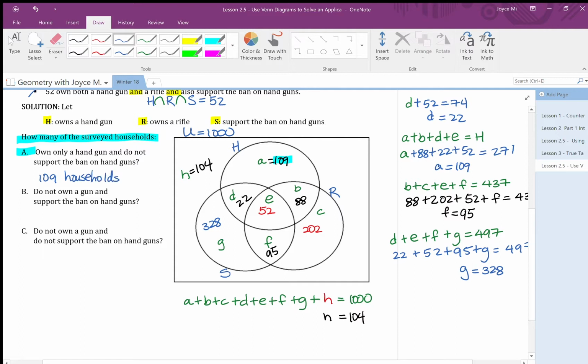Okay. Part B, how many of these surveyed households do not own a gun and support the ban on handgun? So I don't want H, I don't want R here. Support the ban tells me I'm inside S. Do not own a gun tells me I don't want D, E, F region. I only want G. So that's region G, and that is 328. Okay. 328 households.